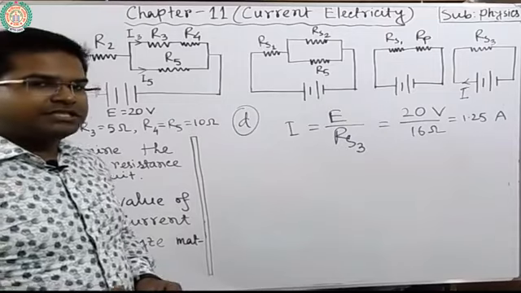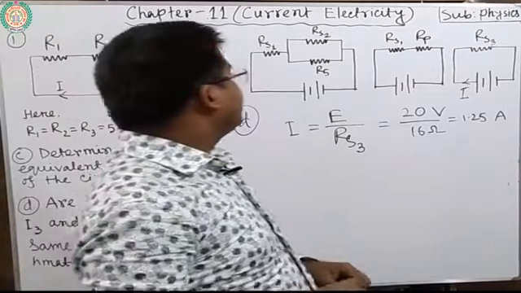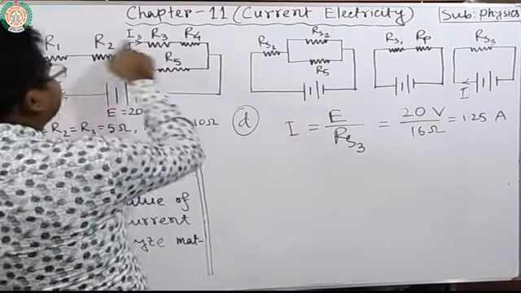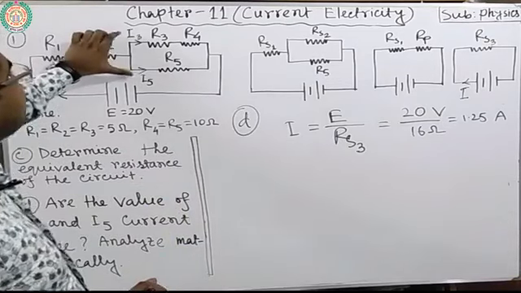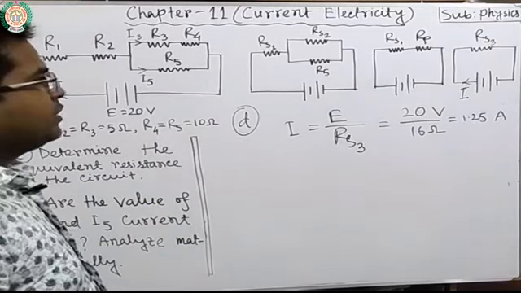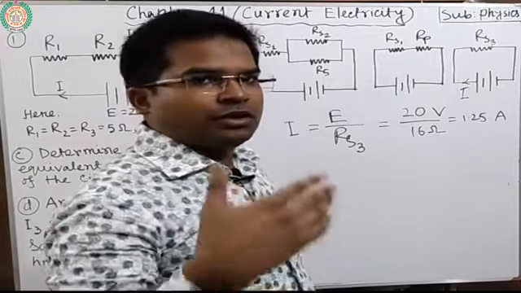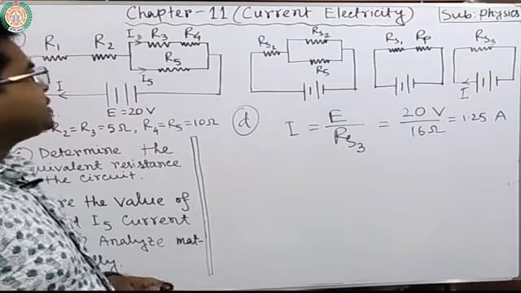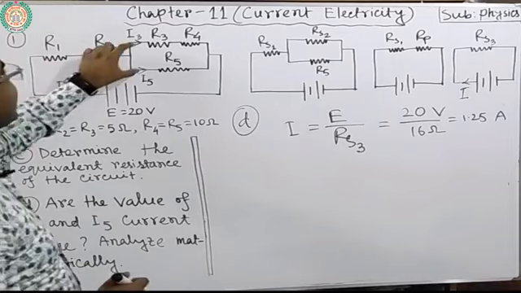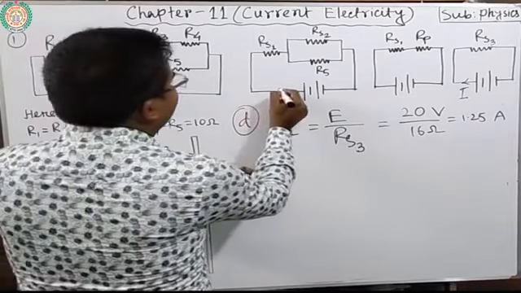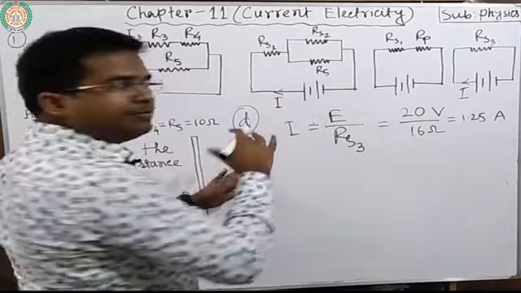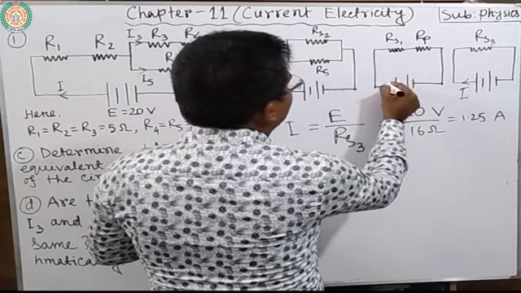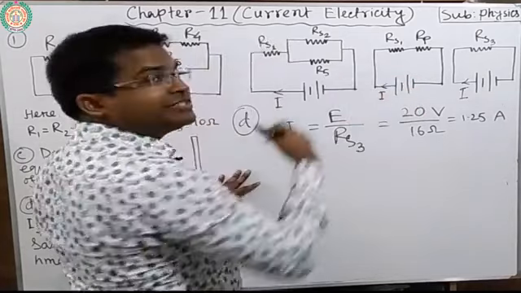Now, dear students, this is our main topic: when current is passing through this circuit, then after reaching this point, the current will divide into two parts. So how can we determine those two currents, that means I3 and I5? So dear students, the current I is going through this circuit, as this circuit is the equivalent circuit.